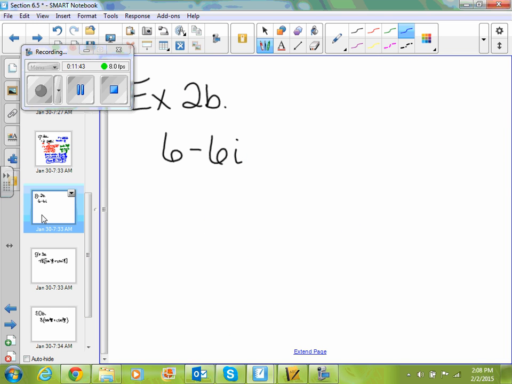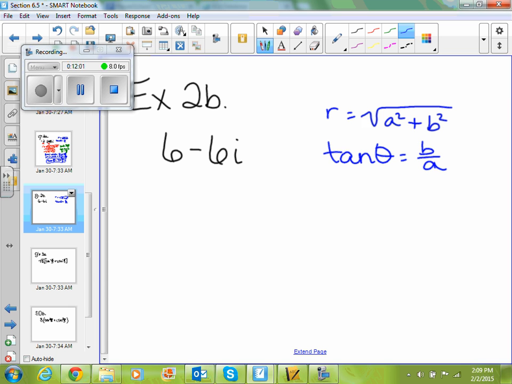Okay, let's do another one. I'm given a complex number 6 minus 6i, and I want to put it in trig form. I have to find my r, which is the square root of a squared plus b squared, and I have to find my theta, which is tangent of theta equals b over a. Okay, so I know that a is equal to 6, and b is equal to negative 6.